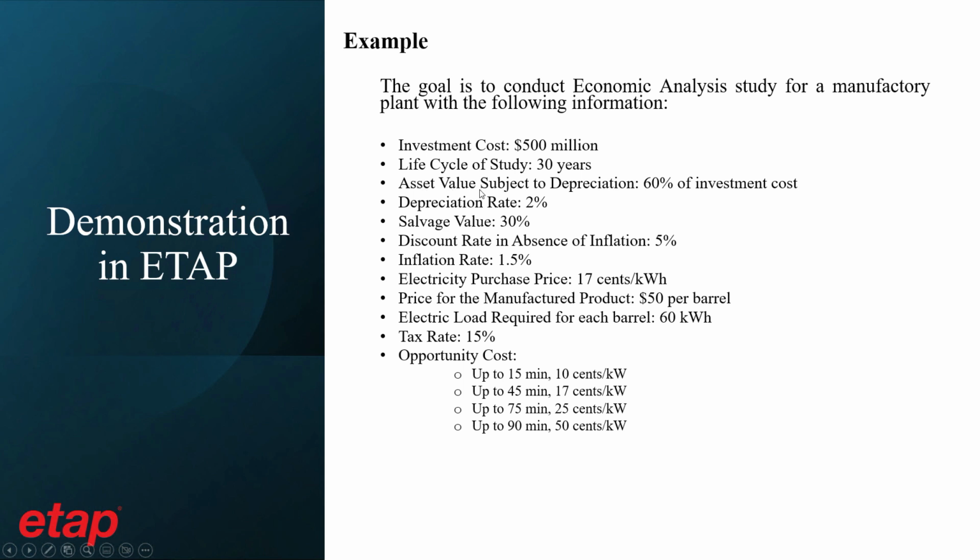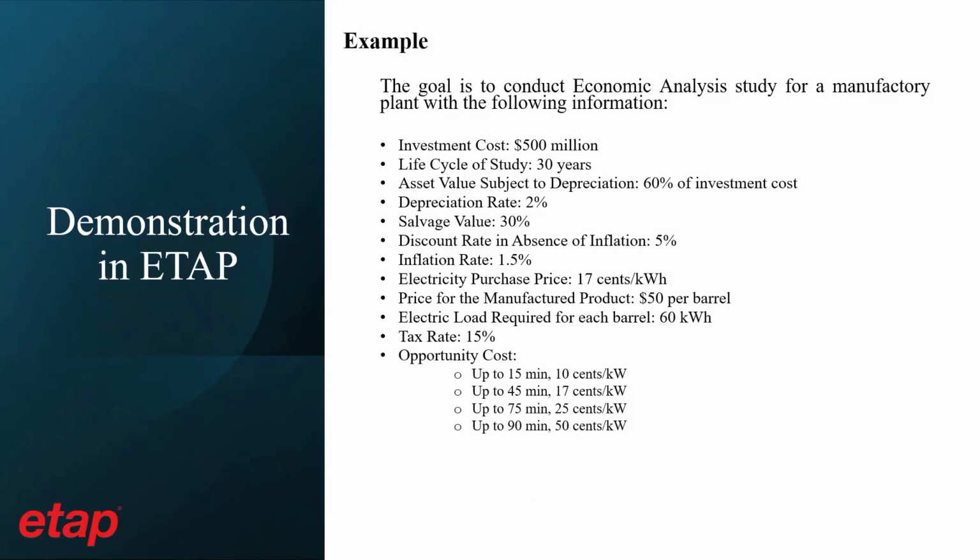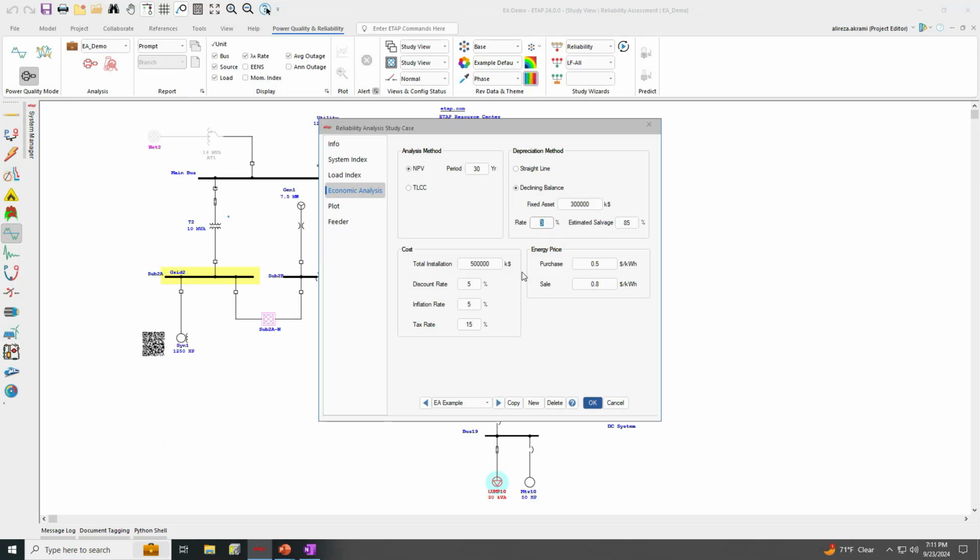Then it says that the asset value that is subject to depreciation is equal to 60% of the investment cost. So as I said, we need to aggregate all the assets that are subject to depreciation and take that value as the asset value for the depreciation. So 60% of the $500 million, using declining balance, will give us $300 million as the fixed asset, which is subject to depreciation. Then it says that the depreciation rate is 2% and the salvage value is 30%. So we change the rate for the depreciation to 2% and change this to 30%.